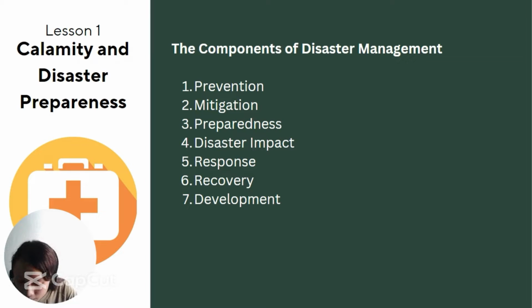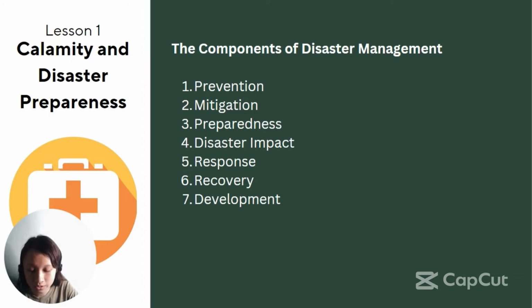Number 4, disaster impacts. This is the total effect of a disaster, such as economic loss, physical loss, social, cultural, and environmental loss, or injuries, death, and other disaster impacts. And then number 5 is response. This means the actions that need to be done after a destructive event occurs.